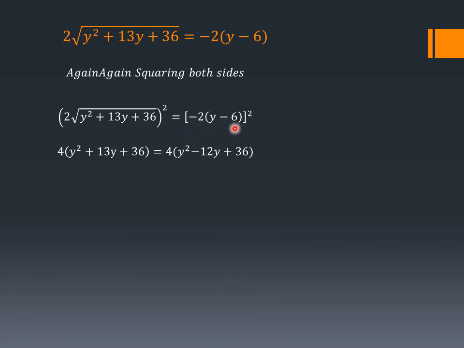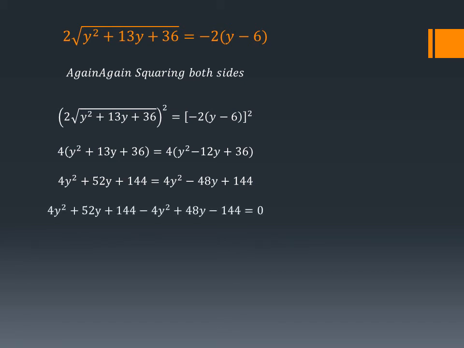Y minus 6, we will open it using the formula of a minus b whole square. This is a square minus 2ab plus b square. Now multiplying the brackets, we will get 4y square plus 52y plus 144 equals to 4y square minus 48y plus 144. Taking all the digits to the left side of the equation, the right side will become equals to 0.